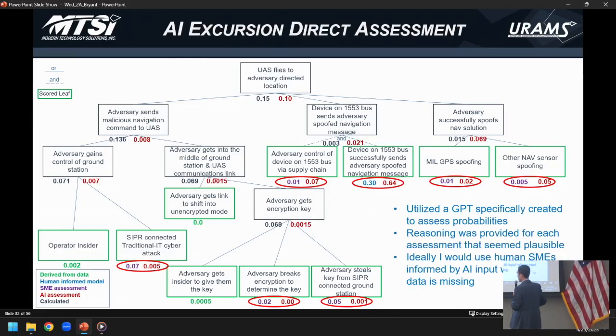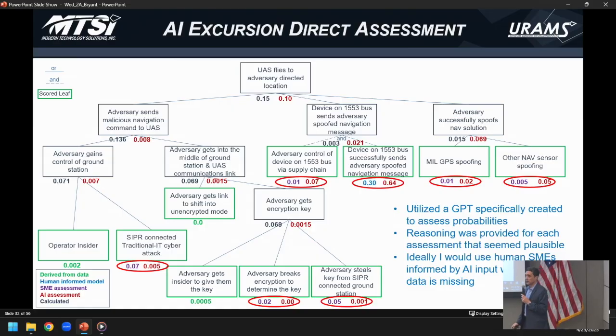It thought it was utterly inconceivable that anyone could break AES 256-bit encryption. It insisted that there was a zero probability of that happening. Of course, ignoring side channels and implementation errors and all the things that we all know about. I thought those were pretty interesting as well.